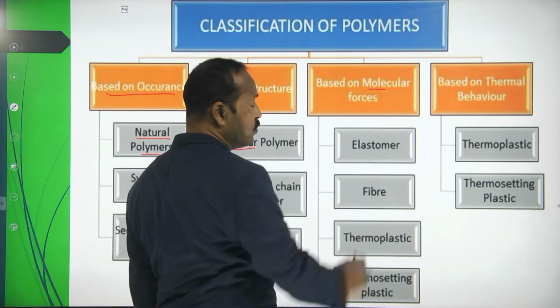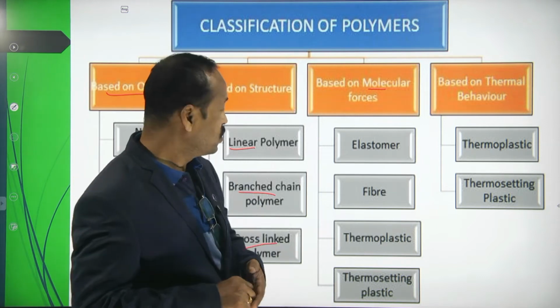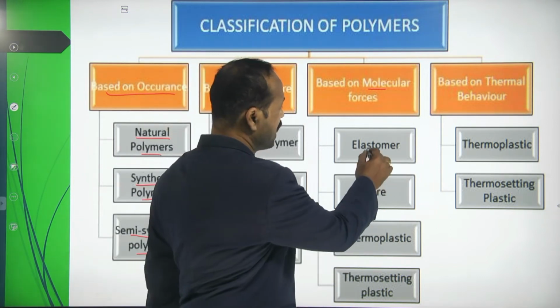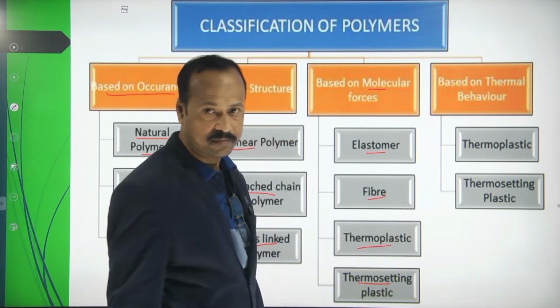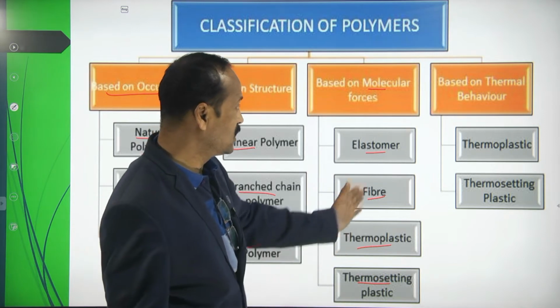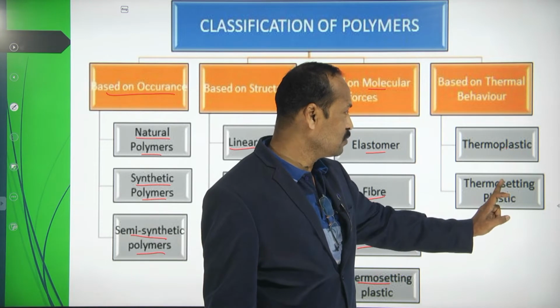Based on the molecular forces, meaning the force of attraction between the molecules from which they are made, they are classified into four types: elastomers, fiber, thermoplastic and thermosetting. That is based on the molecular forces. And the last one, based on thermal behavior: thermoplastics and thermosetting plastics.